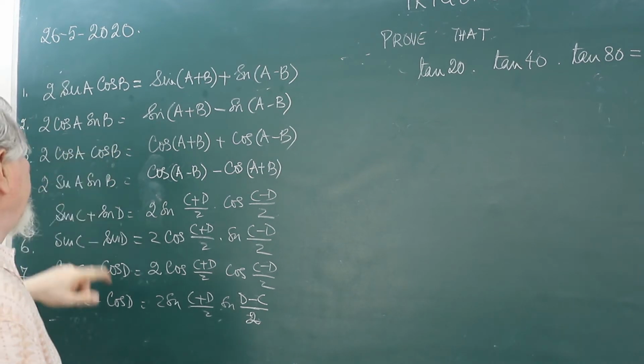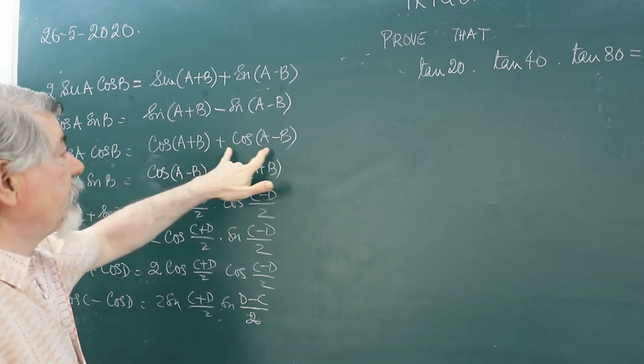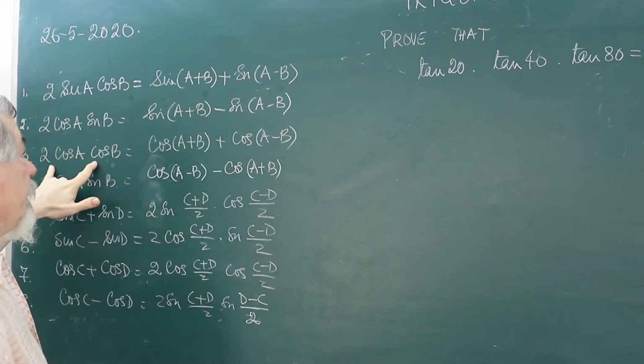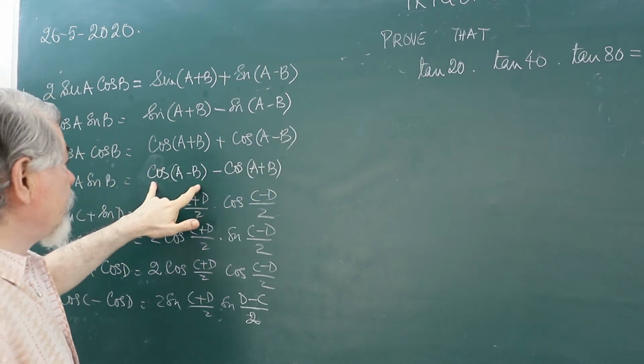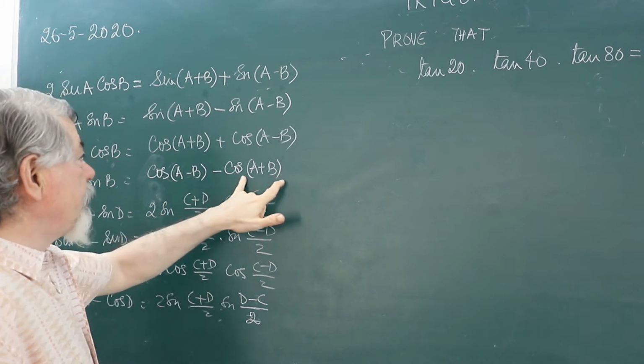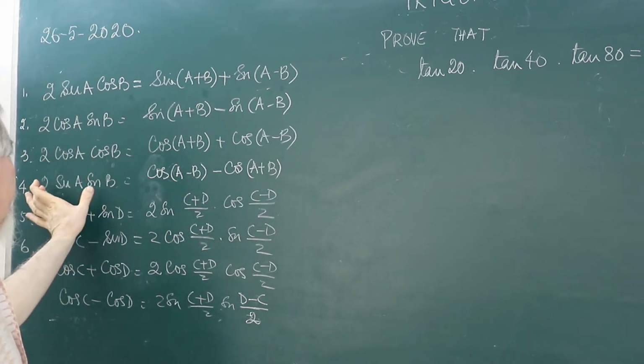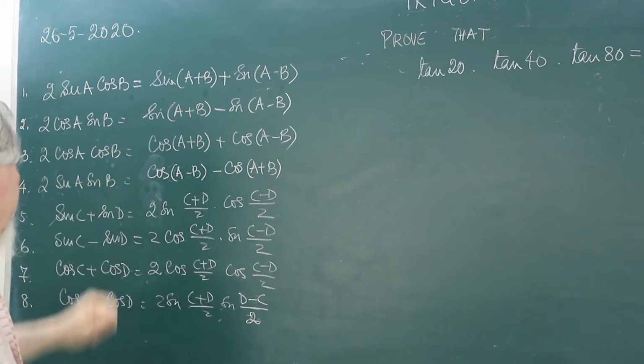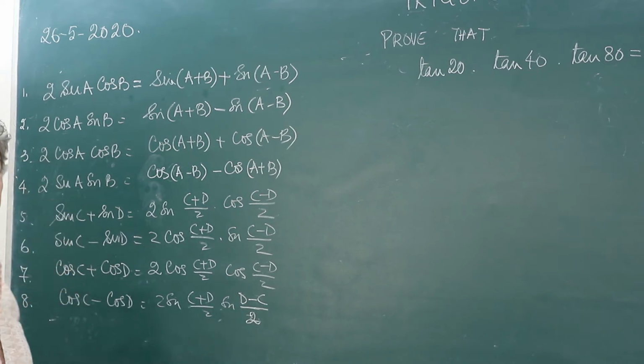When you add cos A plus B and cos A minus B, you will get 2 cos A cos B. When you subtract cos A plus B from cos A minus B, you will get 2 sin A sin B. And then we have C and D formulas.